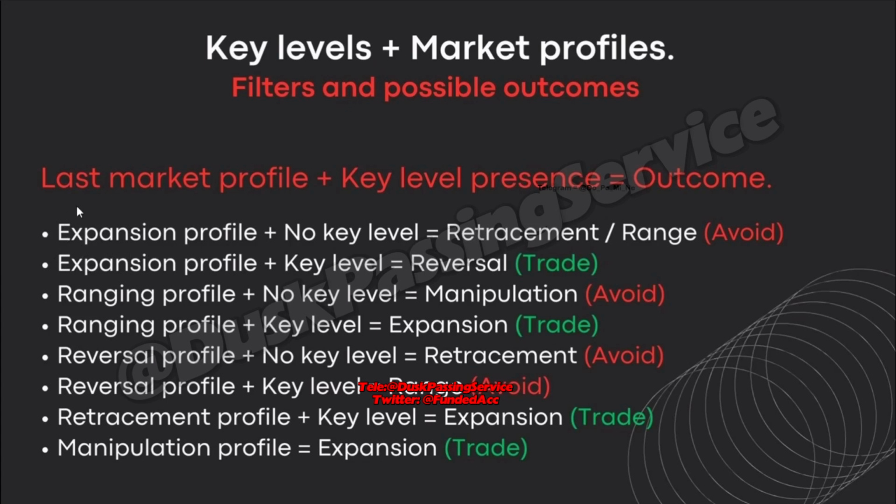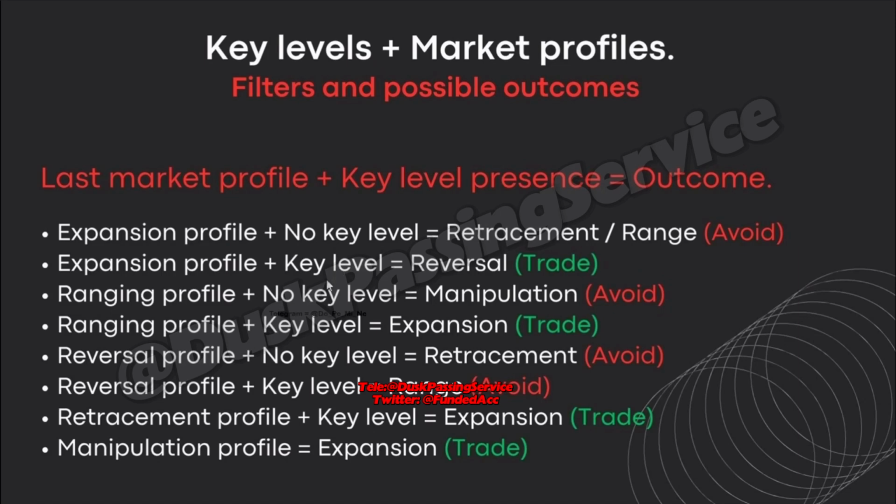So in this way, we can see that if the last profile that has ended is an expansion profile, and it ends before testing a key level, and a key level hasn't been tested yet and isn't present, then what are we going to expect? We're going to expect either a retracement or ranging profile, and we're going to avoid trading them, because we only trade what? We only trade expansion and reversal profiles.